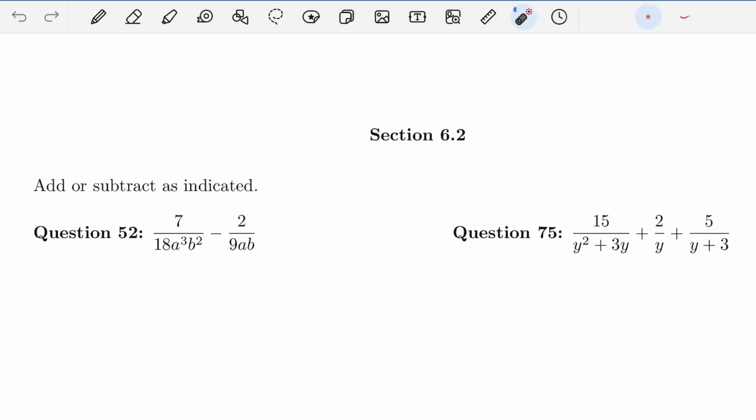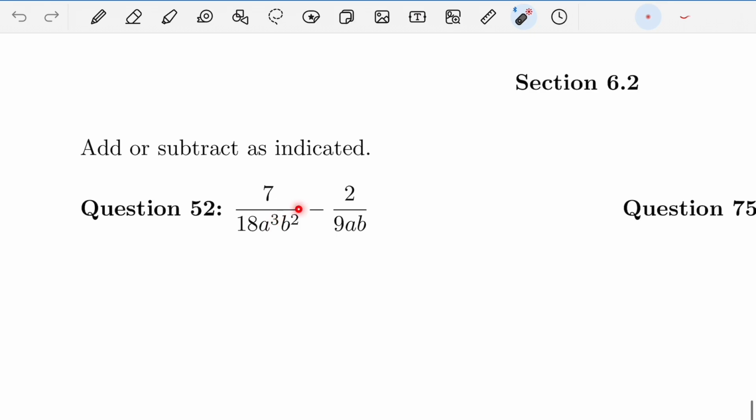Alright, so this brings us to section 6.2, and in this section what we're going to be doing is adding and subtracting rational expressions. So the key here, just like when we are adding or subtracting fractions, is to make sure that we have a common denominator in order to do so. So let's look at this example here.